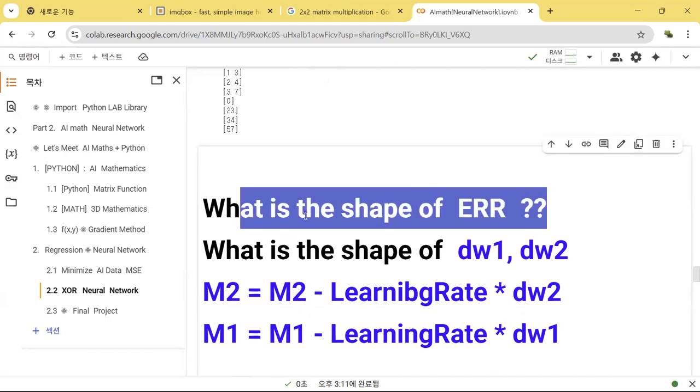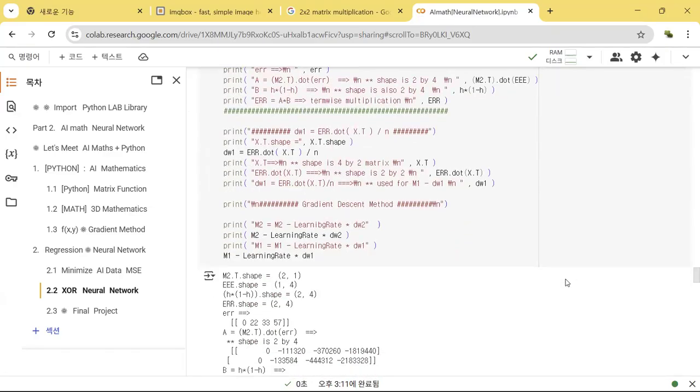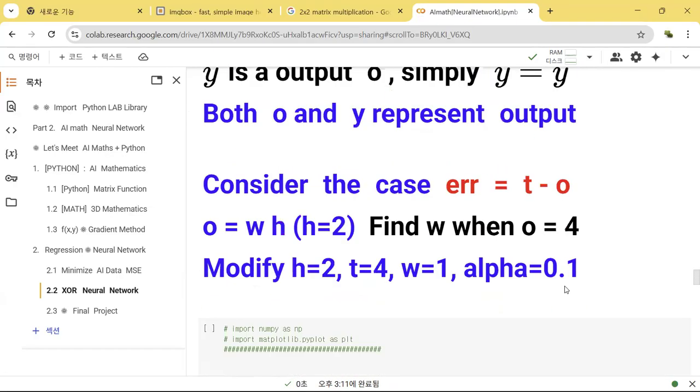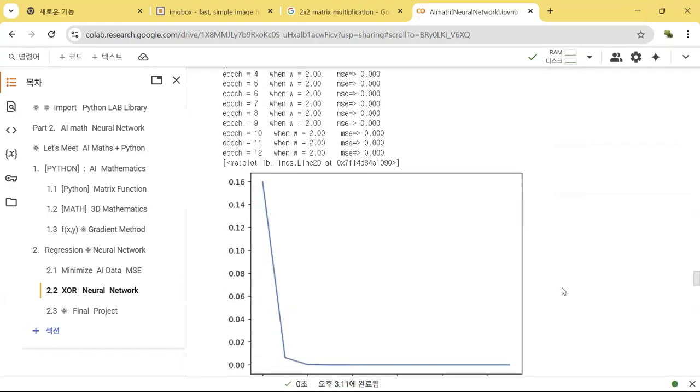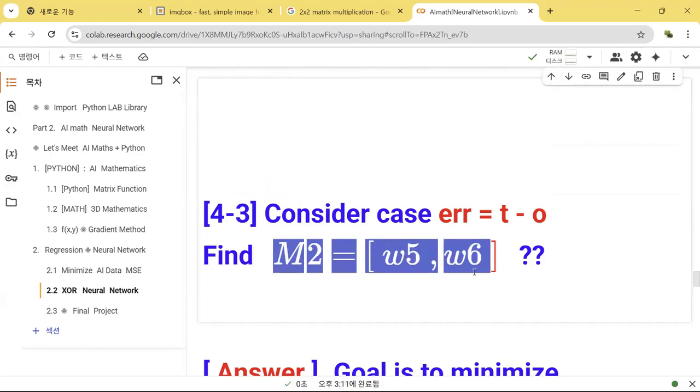to give an answer to this question. What is the shape of ERR? What is the shape of DW and DW2? And that is the second sub problem of problem 4. Also, the last sub problem of problem 4 is now to find out M2, the second matrix.